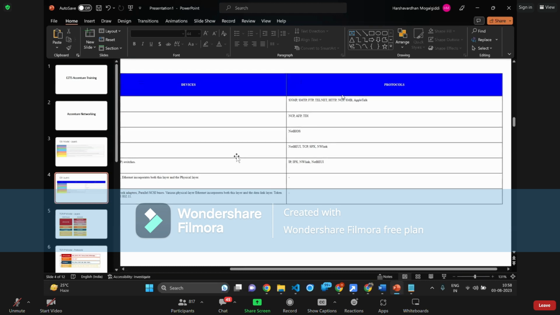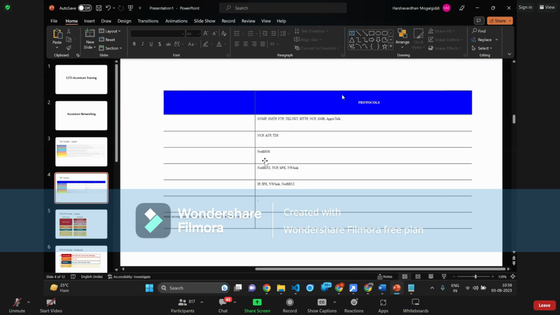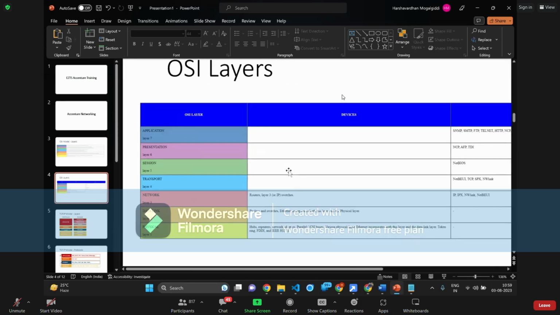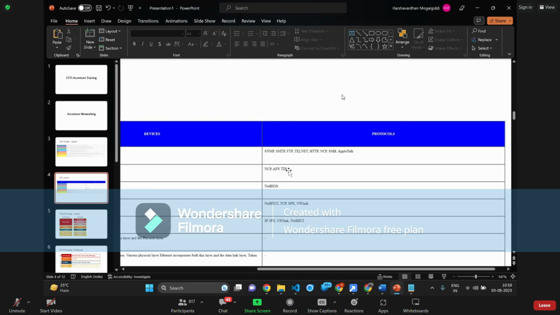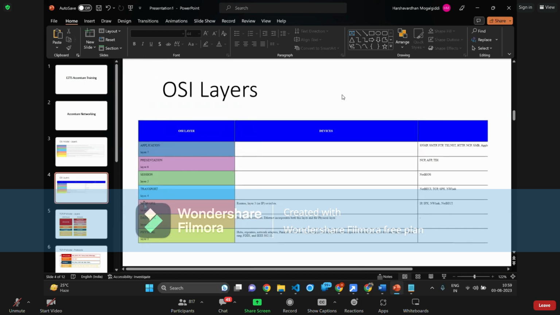Protocols: in the network layer we have IP and IPX, in transport we have TCP, in session we have NetBIOS, in presentation we have NCP, and examples in the application layer are SNMP, SMTP, all the famous protocols that you've heard of.